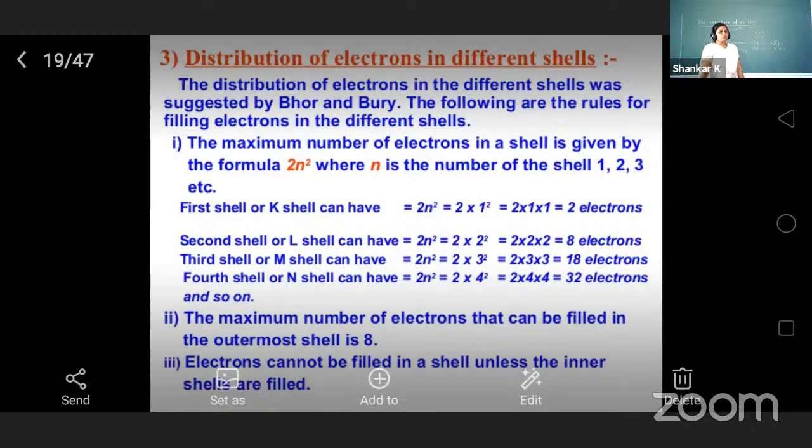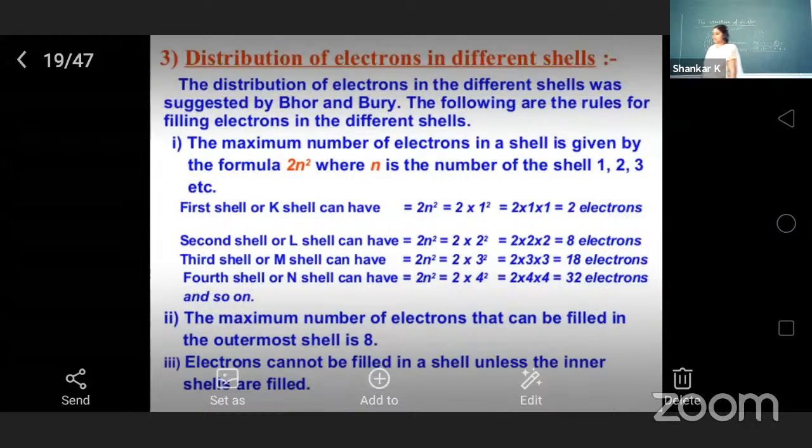So the outermost number of electrons is 8. This is the example I am giving you, which we already know from the last lesson. Electrons cannot be filled in a cell unless the inner cells are filled. If it is 2 electrons for the first cell, there should be only 2 electrons there. You should not fill 3 or 4 electrons in the first cell.